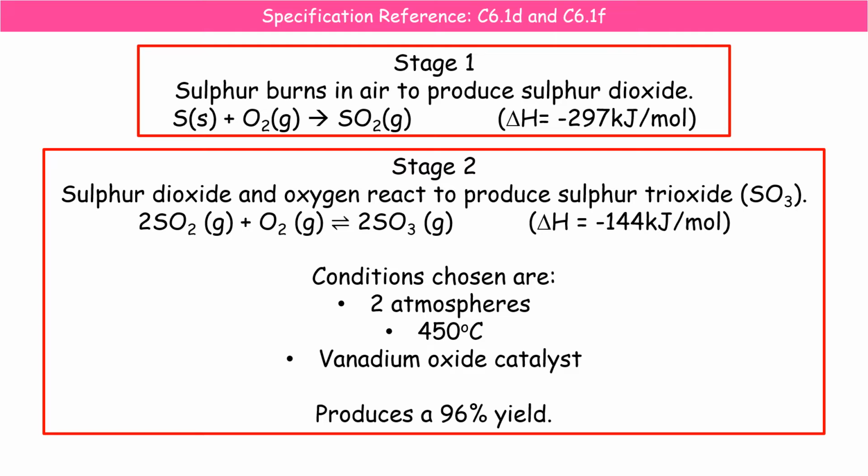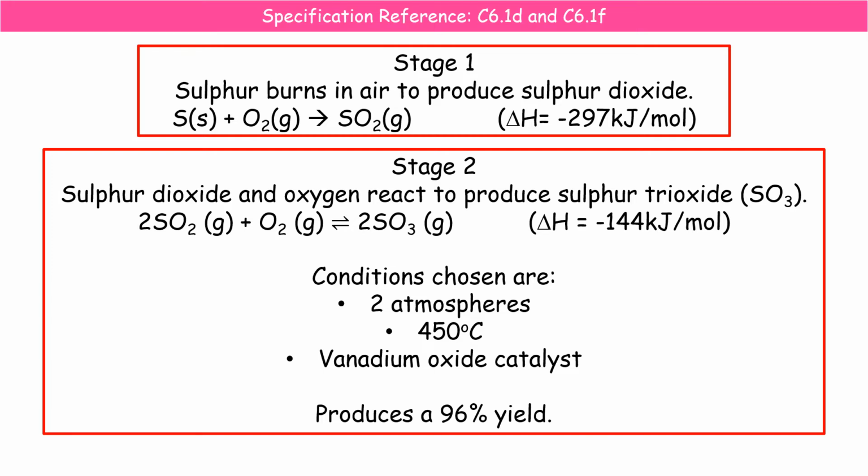In terms of the conditions we choose then, 2 atmospheres of pressure, 450 degrees Celsius, and a vanadium oxide catalyst. When we've got that, we produce a 96% yield. Obviously, the temperature is going to be that compromise between a high enough temperature for a fast enough rate of reaction, but not too high so as to have a negative effect on the yield.